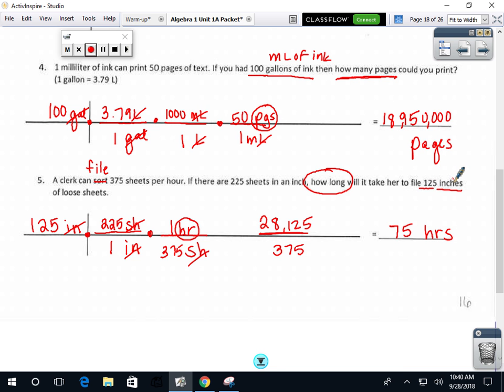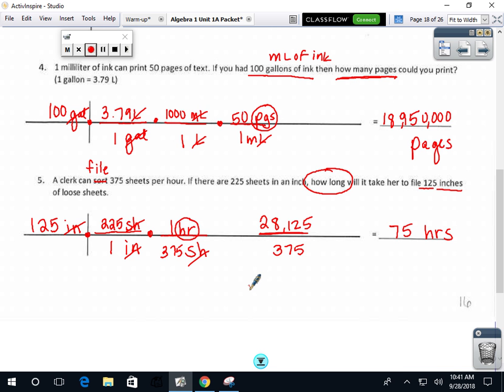Because think about it, that's inches. There's 225 sheets in each of those inches, right? So 125 times 225 is what, that means there's 28,125 sheets of paper that she's got to file away, and she can do that many sheets per hour. So you divide how many total sheets she's got to file by how many she can do per hour, and that's how long it will take her.